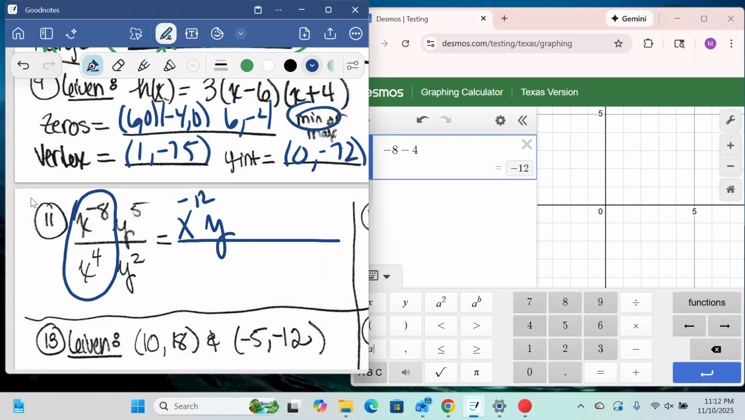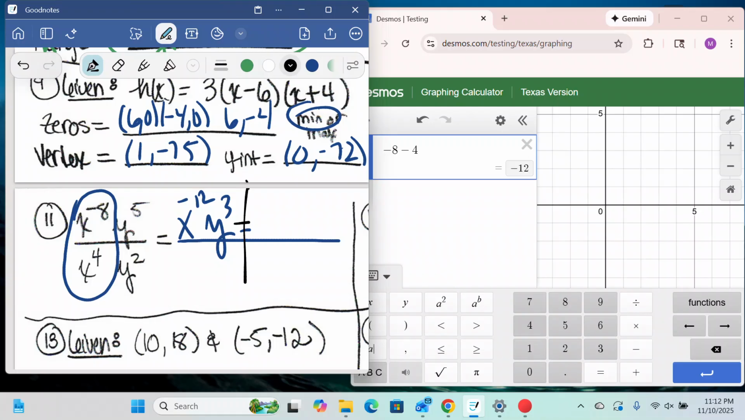And then for y, all I have to do is subtract 5 minus 2, and the answer is 3. But there's something bad here that happens. I can never have a negative exponent. So in order to get that negative out of the way, since it's in the numerator, I'm going to throw it to the denominator. That's all I have to do because I'm multiplying by the reciprocal.